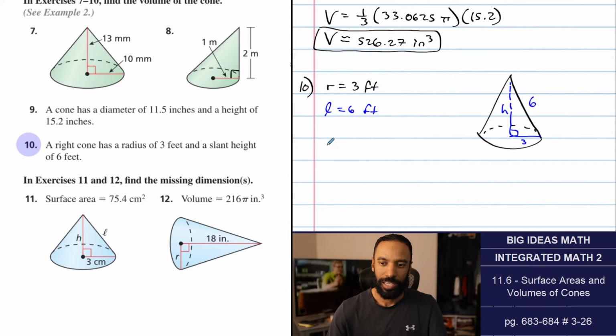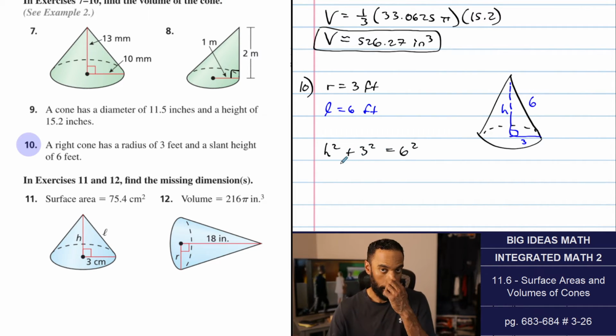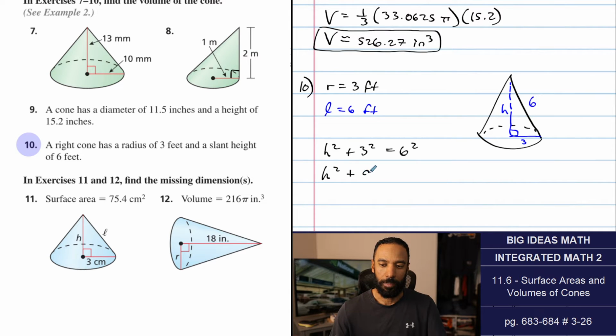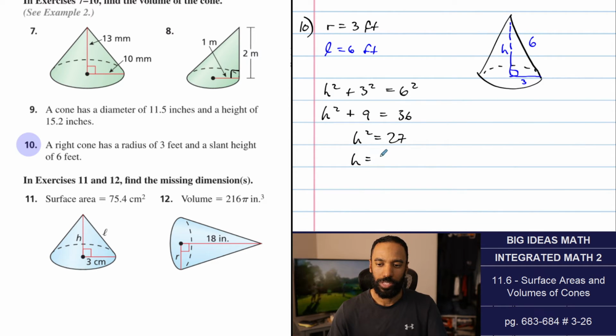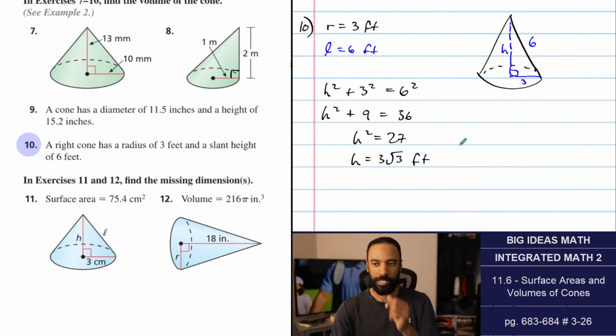So the height, h squared, is part of the Pythagorean theorem. h squared plus 3 squared equals 6 squared. It is a leg this time. This is not a Pythagorean triple. h squared is 27. h is the square root of 27. That's 3 root 3 if we're going to be exact. 3 root 3 feet is our height.